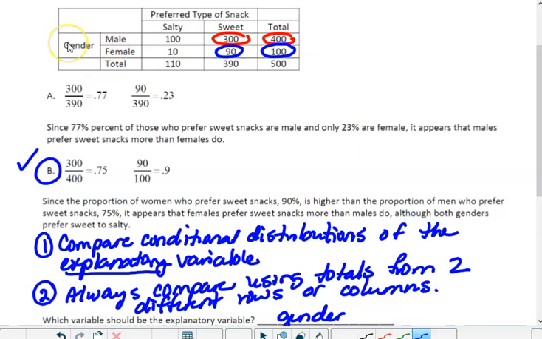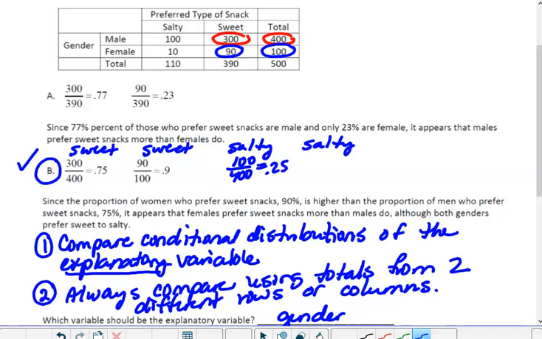With gender being the explanatory variable, we want to compare the conditional distribution of salty and sweet for each gender. And that's what we do here. We can say sweet is 300 over 400 for males, and this is comparing sweet and sweet. Could we also compare salty and salty? We sure could. We could also say 100 out of 400 males, or 0.25, preferred salty, and 10 out of 100, or 10%, of the females preferred salty. So we can see that both males and females preferred sweet, but the females preferred sweet at a somewhat higher percentage than the males did.